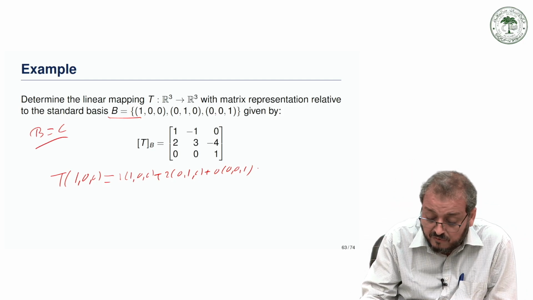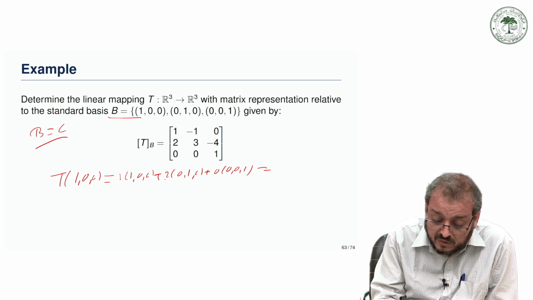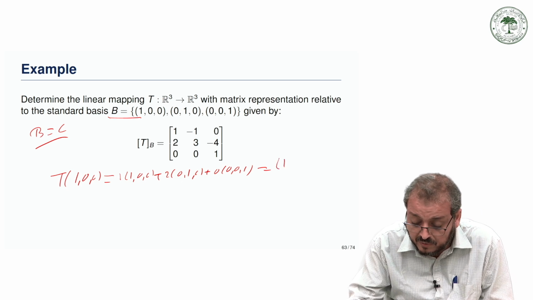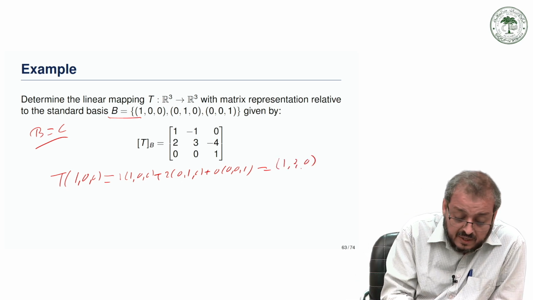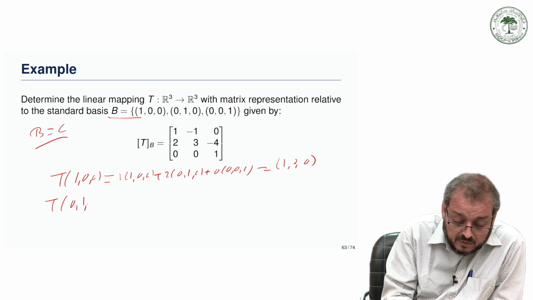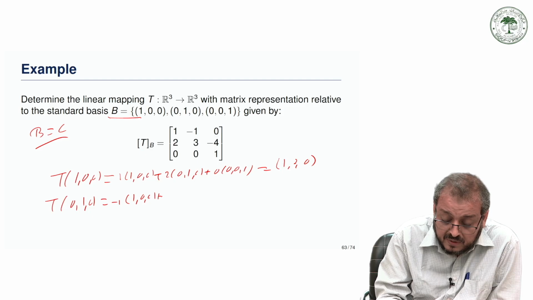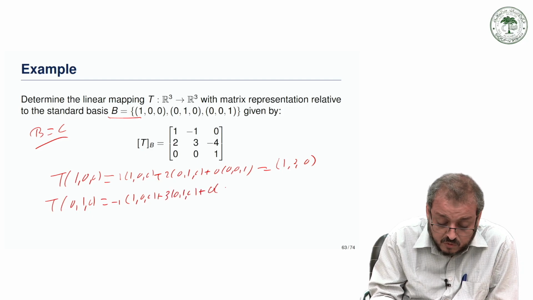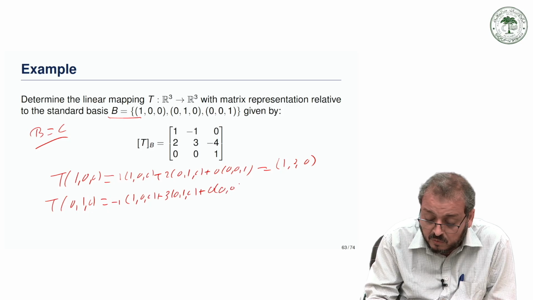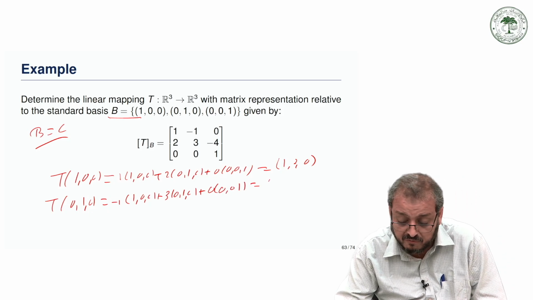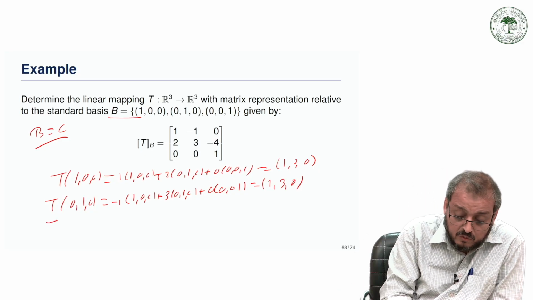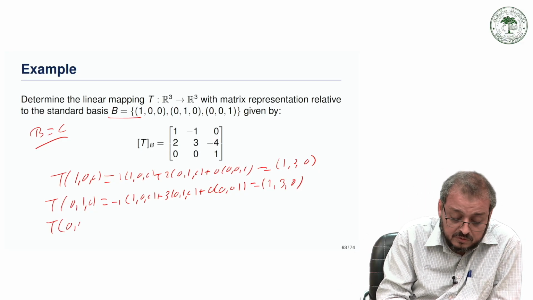So this can be written in the form: we have a1 equal to (1, 2, 0), and then we can say T of (0, 1, 0) can be written as -1 times (1, 0, 0) plus 3 times (0, 1, 0) plus 0 times (0, 0, 1). This can be written as (-1, 3, 0), and again we have to calculate the value for (0, 0, 1).